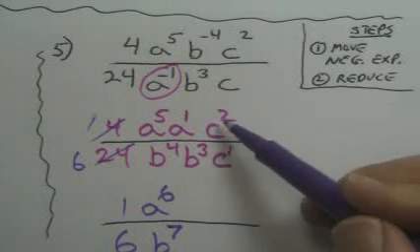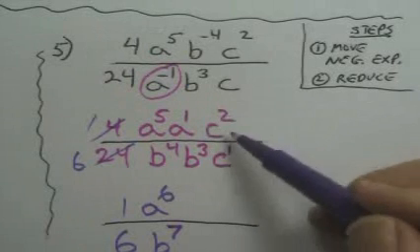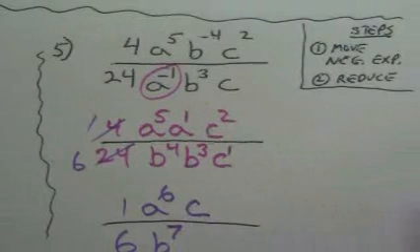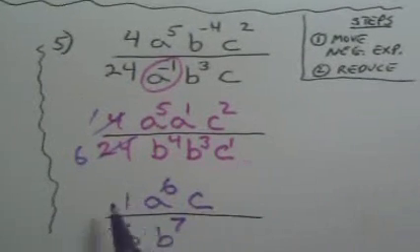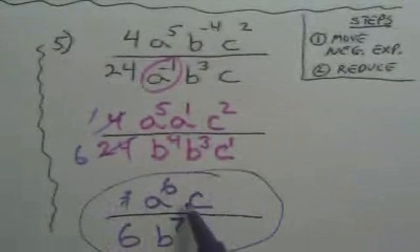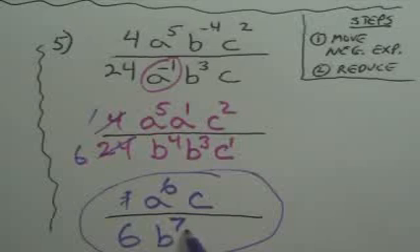All right, and then I have c's. I have c's on top and the bottom, but I have one more on the top. So it's just c on top. And that is it. That's our answer. And you don't even need this 1 right there. So it's a to the 6 c over 6 b to the 7th.